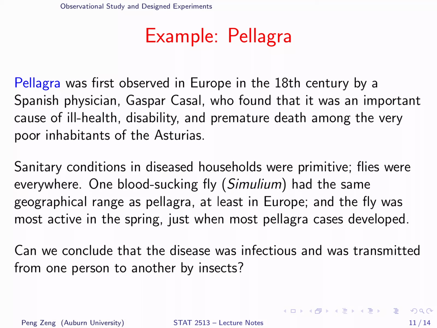Flies were everywhere. It was also found that one type of fly had the same geographic region as pellagra. The fly was most active in spring, just when most pellagra cases were developed. It seems that there was enough evidence to show the association between pellagra and flies. Can we conclude that the disease was infectious and was transmitted from one person to another by insects like flies?